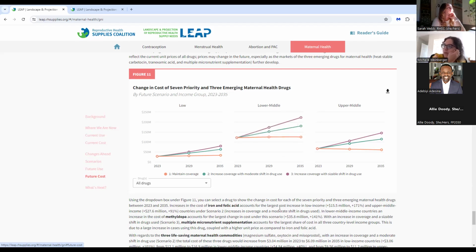So yeah, I think these results can be helpful to think about what it is costing now, and how much more it would cost if we wanted to see some of the improvements that we want to see in terms of both coverage, but also in terms of the potential of scaling up some of these emerging drugs.